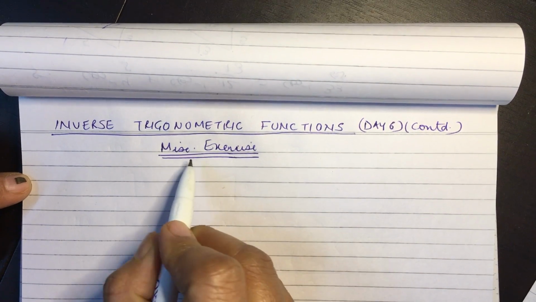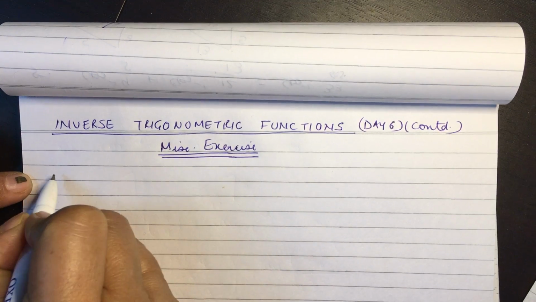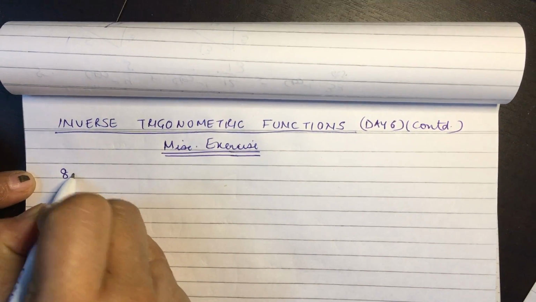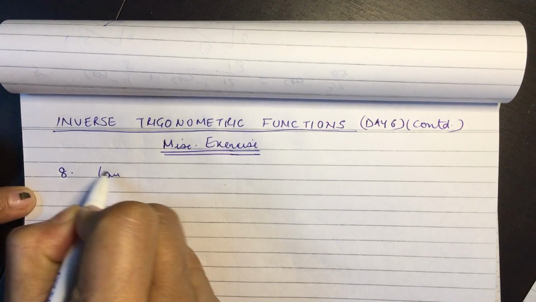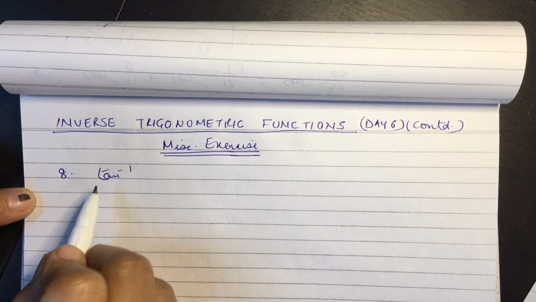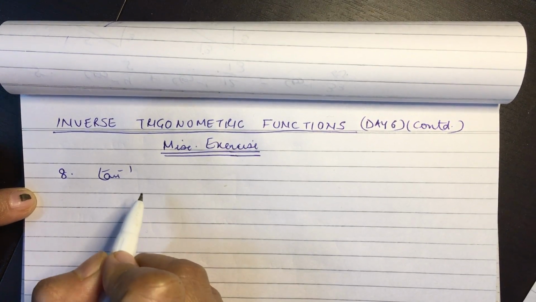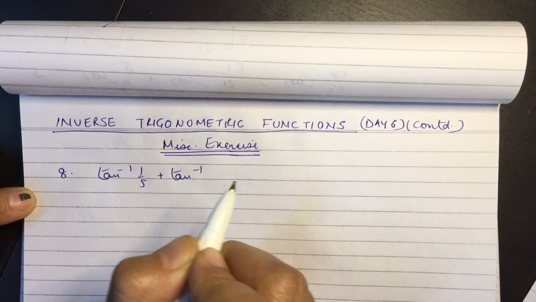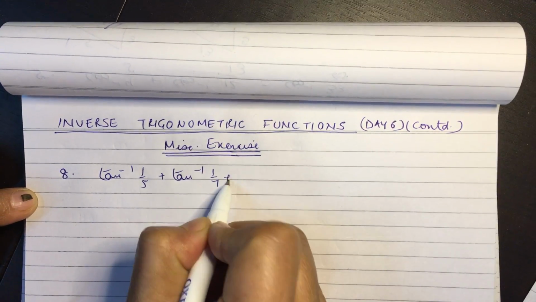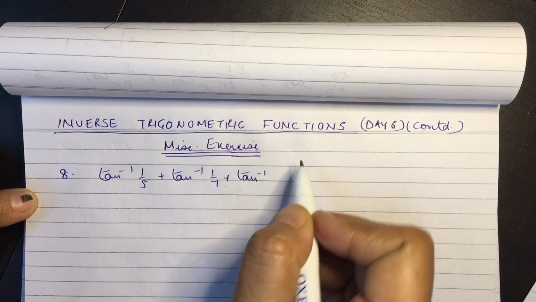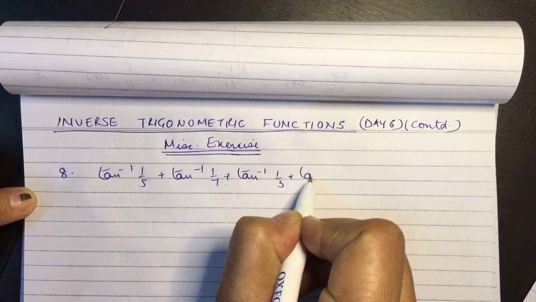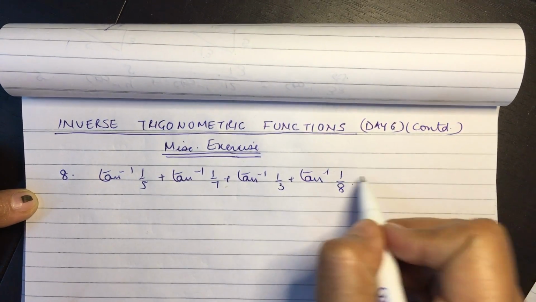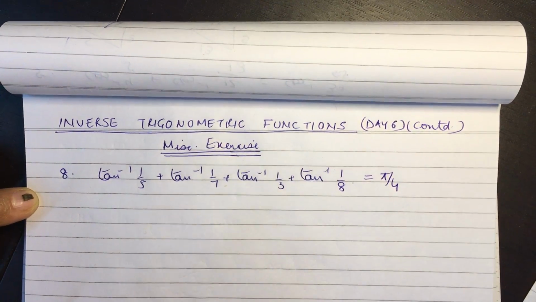Let's now continue with our miscellaneous exercise. Question number 8. Now this is the sum of four tan inverse functions, and we have tan inverse 1 upon 5, tan inverse 1 upon 7, tan inverse 1 upon 3 and tan inverse 1 upon 8 to be proved to be equal to pi by 4.